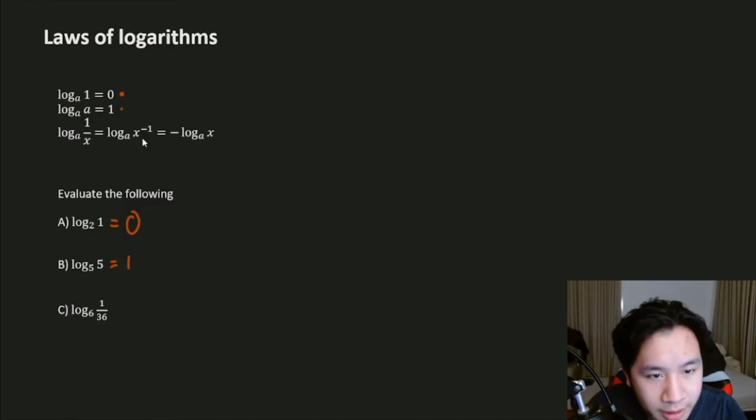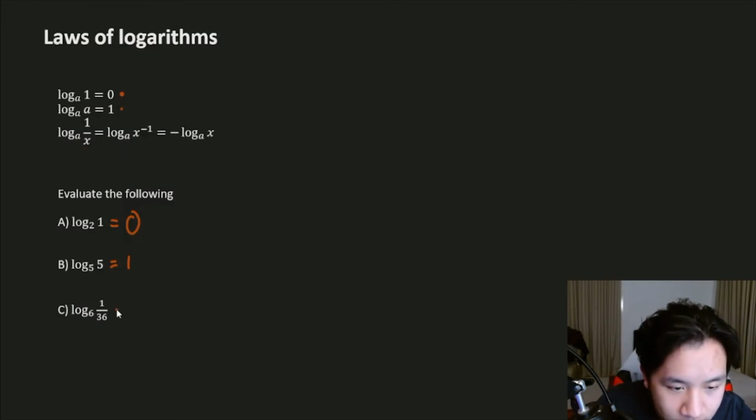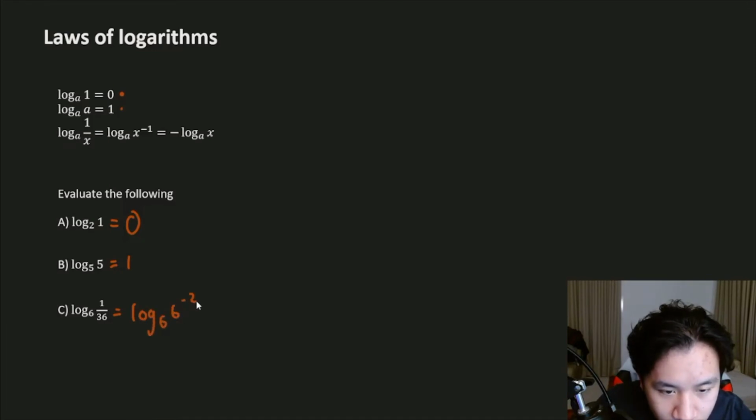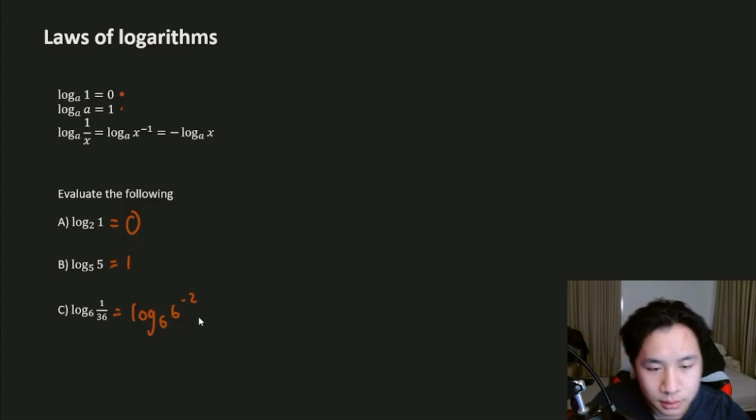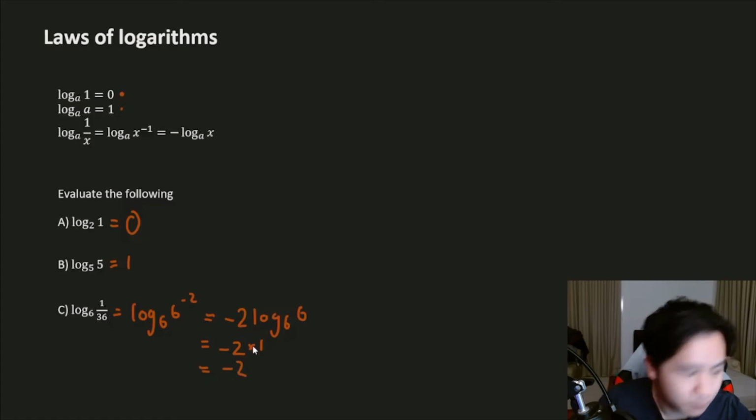So this one relates to the first rule. You want to convert it from this point to this point. I know that this is equal to log_6 of 6^-2, because 6^-2 is 1 over 36. Then you can bring the minus 2 over to the front. So this would be minus 2 log_6 6. And finally, log_6 6, see how these two are equal? They're going to be equal to 1. So this is the same as minus 2 times 1, which equals minus 2.